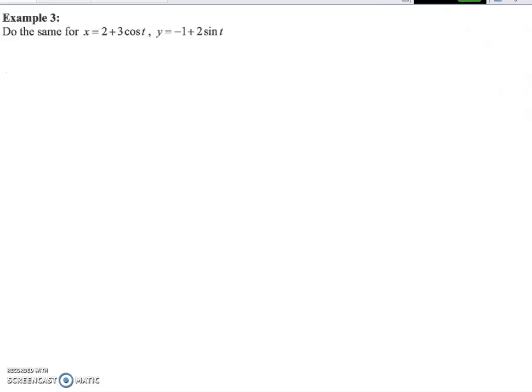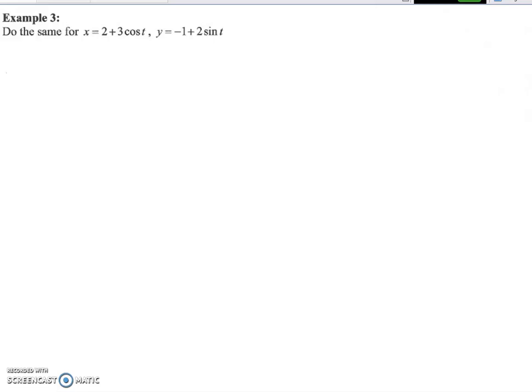Alright, so now example 3. We're going to do the same thing we did on the first 2 examples, except this time we now have some trig functions. I've got a cosine and a sine that we're going to use. When we go through the part of getting rid of the parameter, this one will change slightly, but the rest of the steps will be exactly the same.